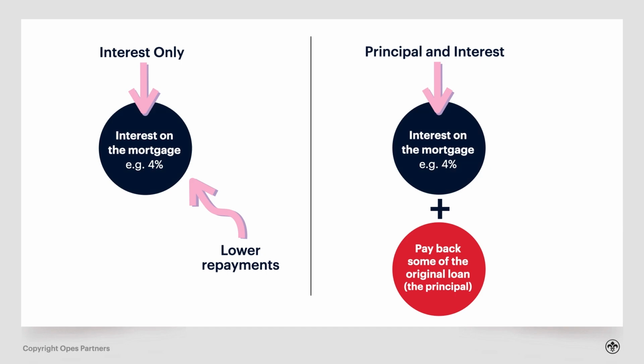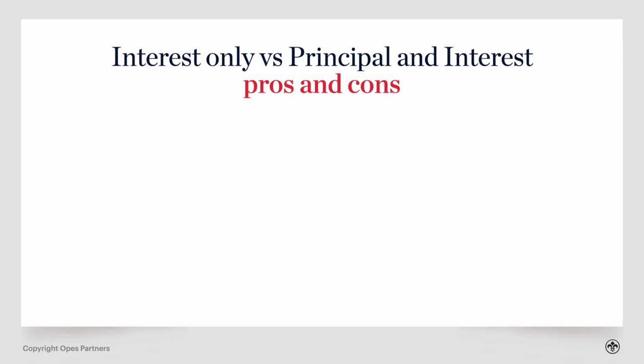Now, what does that mean? If you go interest only, you tend to have lower payments. If you go principal and interest, you're going to have higher repayments, or at least in the short term. So let's look at the pros and the cons of both IO and P&I.